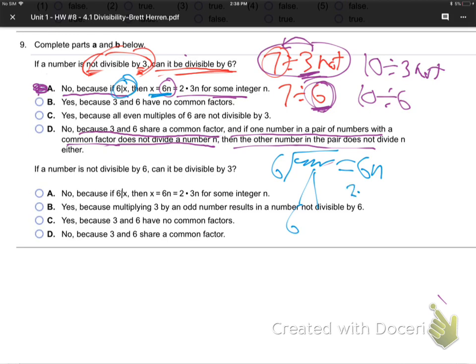And then you can break that down. That's 2 times 3 times n. That's what they're saying there. So, of course, 3 has got to go in. All right. It's okay if you don't get all that. I'm not going to test it quite that hard. It's just going to be yes or no. That's the answer on that one. It's no for A.